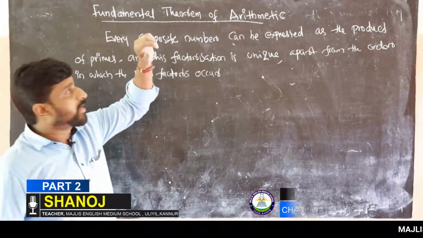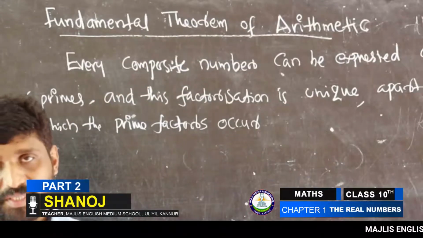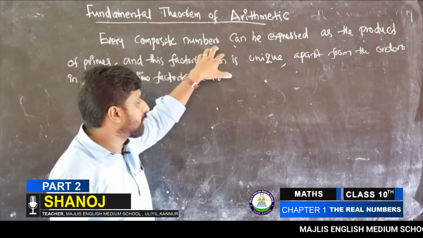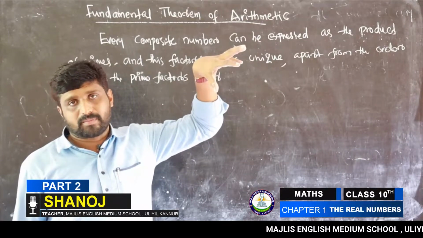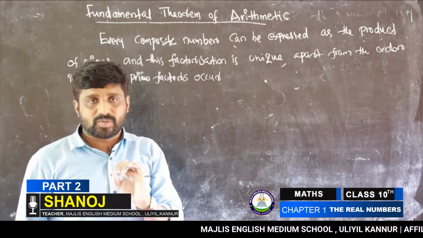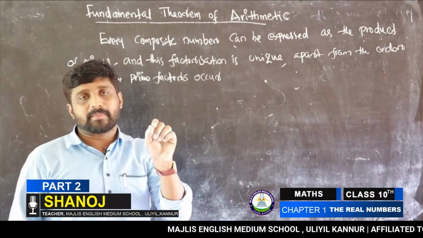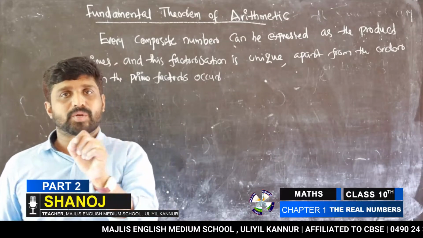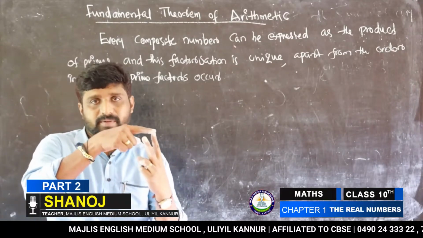Now we discuss the fundamental theorem of arithmetic. The statement is like this: every composite number, you know what a composite number is, other than a prime number. A prime number means it contains only 2 factors. Suppose 5, it can be expressed as 1 into 5, only like that. 7, 1 into 7, only 2 factors, 1 and 7.